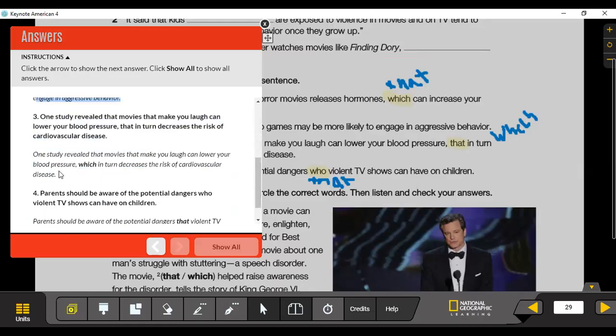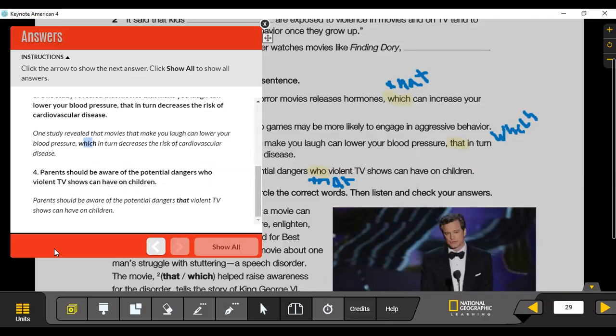Three, one study revealed that movies that make you laugh can lower your blood pressure, which in turn decreases the risk of cardiovascular disease. And the last one, parents should be aware of the potential dangers that violent TV shows can have on children.